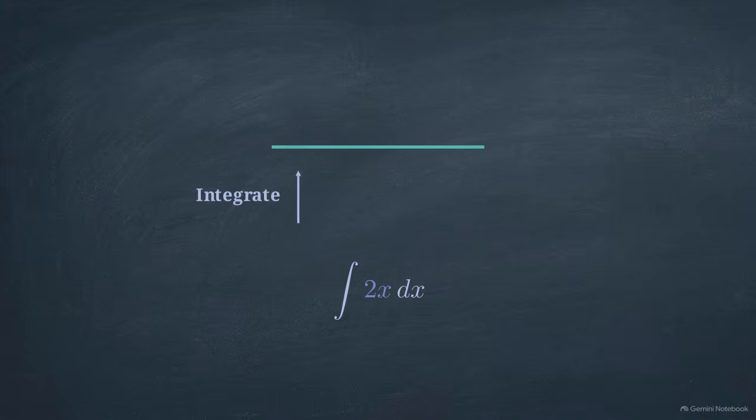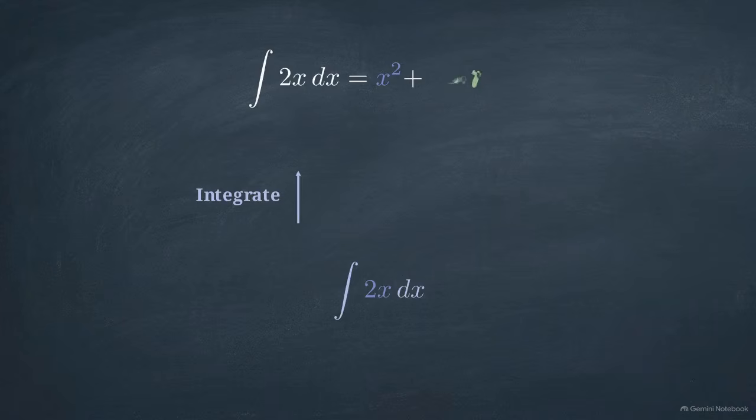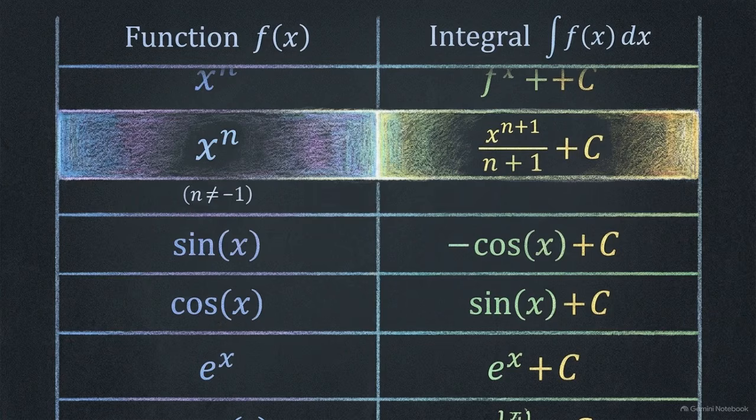If we want to reverse that operation and integrate 2x, we hit a wall. The derivative wiped out the original constant, and we have no way of knowing if it was a 5, a 10, or a -7. To account for that destroyed evidence, we write plus c. This gives us the indefinite integral, the complete family of all possible original functions.